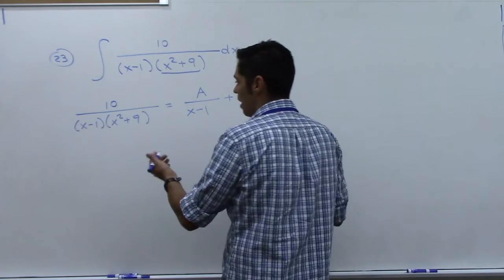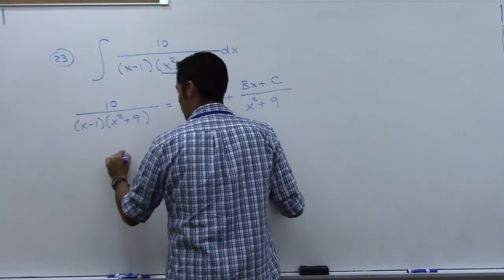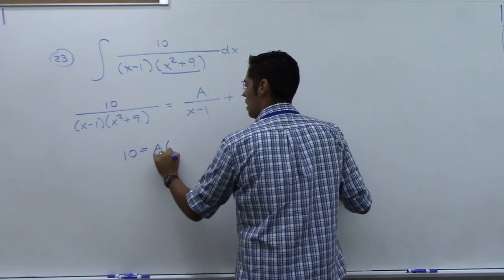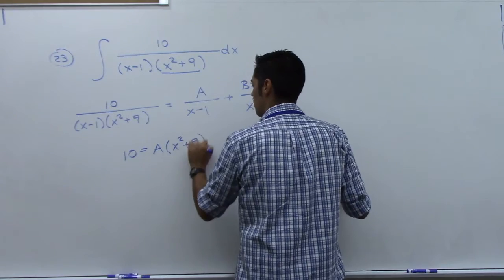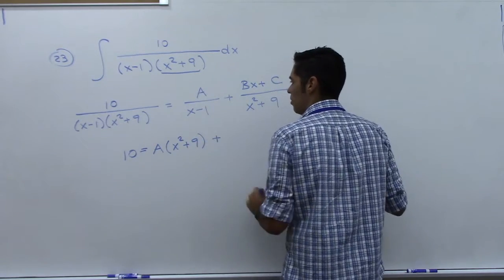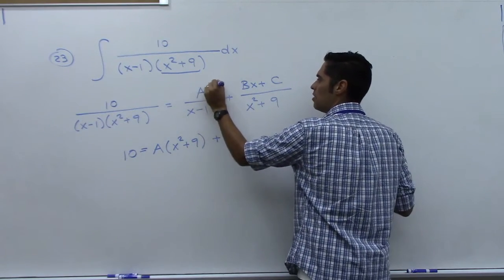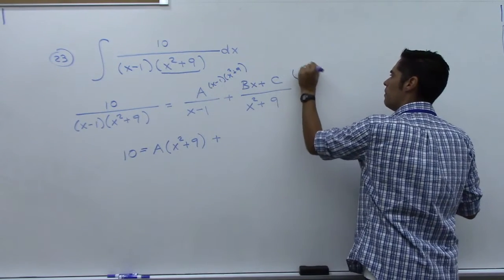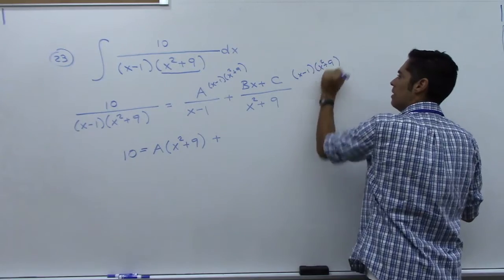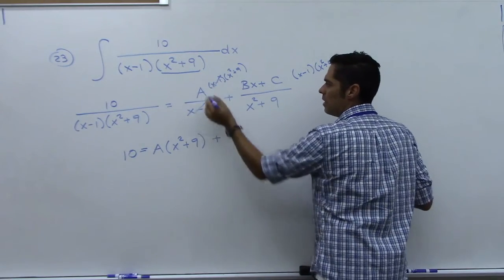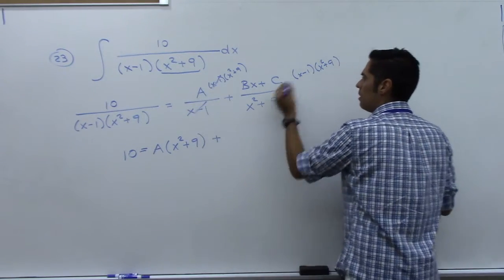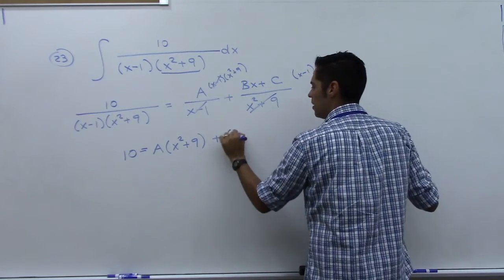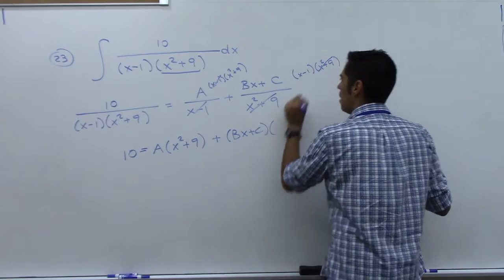I multiply both sides by the LCD. It cancels out over here, I get 10. Over here, I get the A. Then I get x squared plus 9. And then I get, this one's tricky. So let me write it down. I put x minus 1, x squared plus 9, x minus 1, x squared plus 9. Here the x minus 1's cancel, I get A times this. Here the x squared plus 9's cancel, I get Bx plus C in parentheses times the x minus 1.